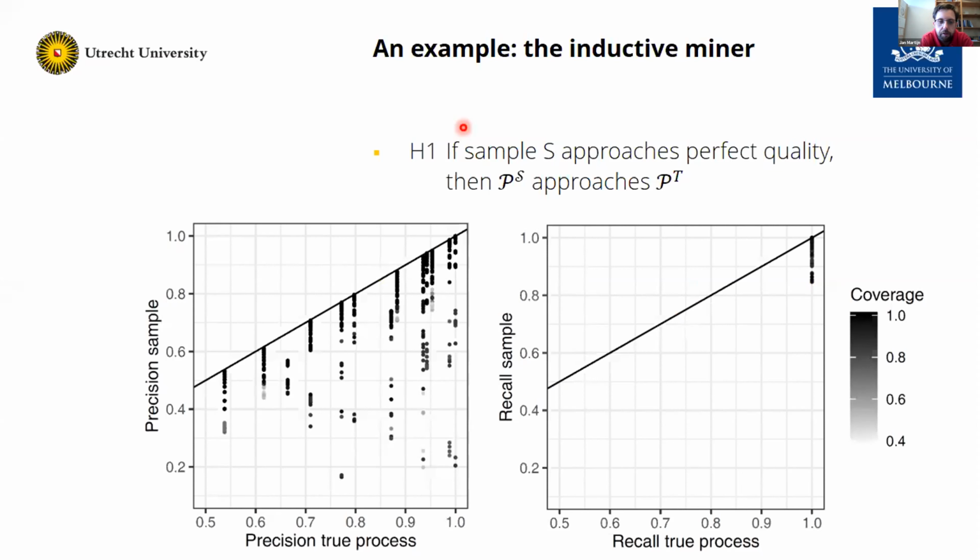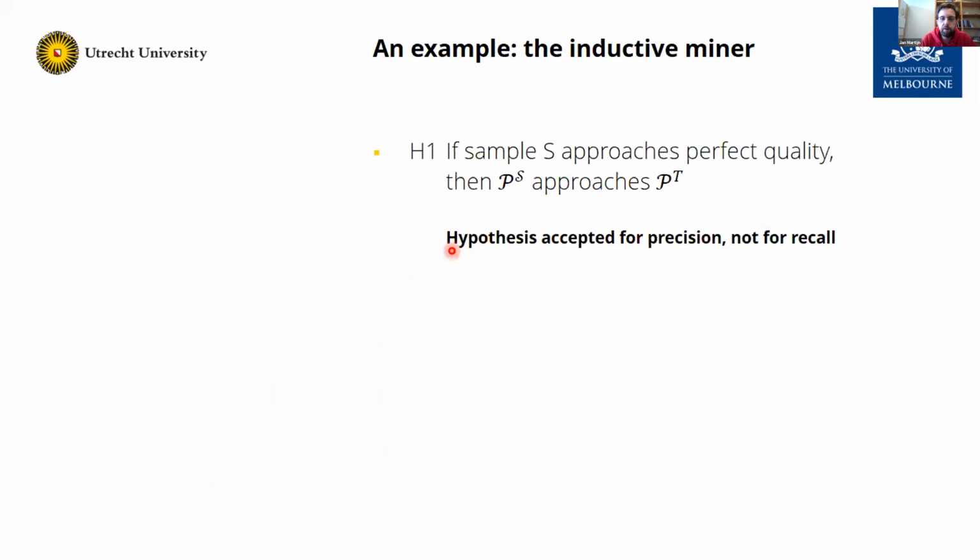And if you look at those graphs, here we see the ideal case. And indeed what you see here is, if the quality gets better, so the darker these dots are, the higher they are. And so for precision, we see that the hypothesis is true. So indeed, if the sample approaches perfect quality, then the value comes closer to the expected value. So yes, we have this property. For recall, unfortunately, we didn't find this property. The recall of the models was always quite high. So the hypothesis was not true, but the results were quite good and accurate. So there we don't have a problem. Precision looked good, so we could accept the hypothesis.